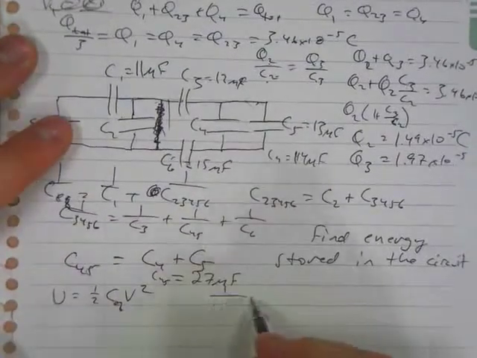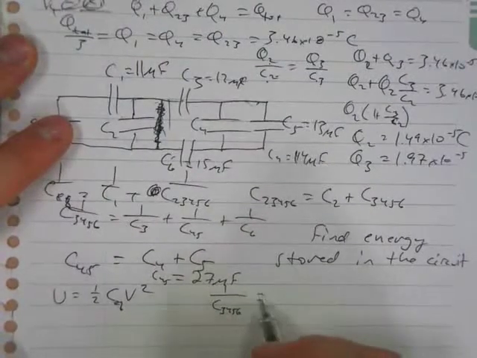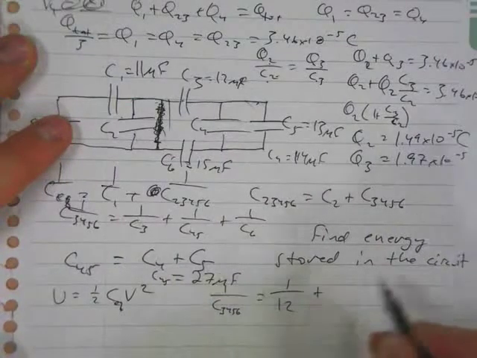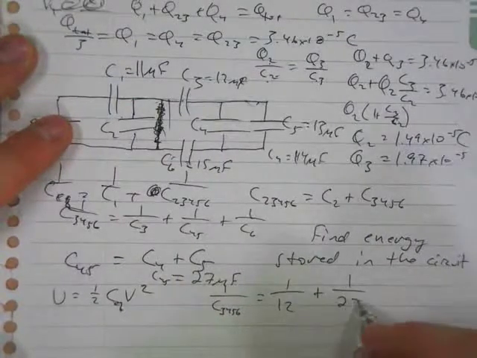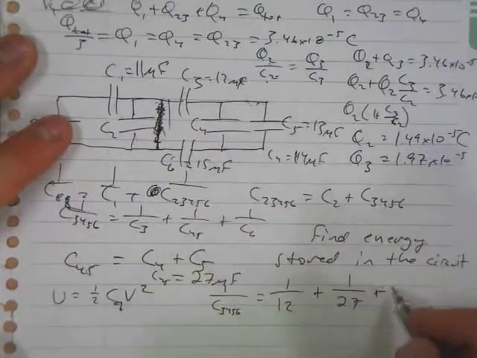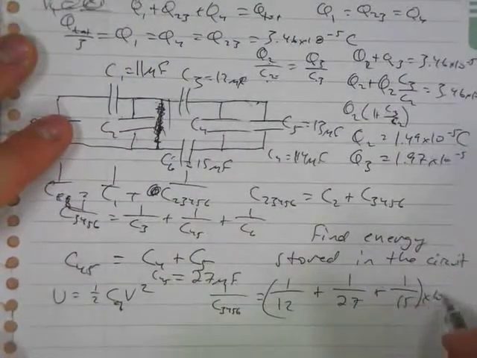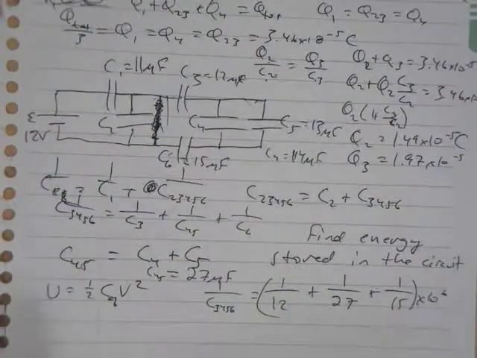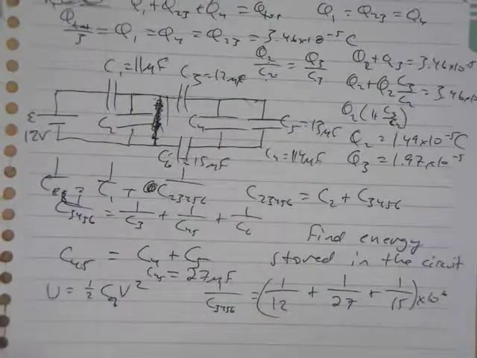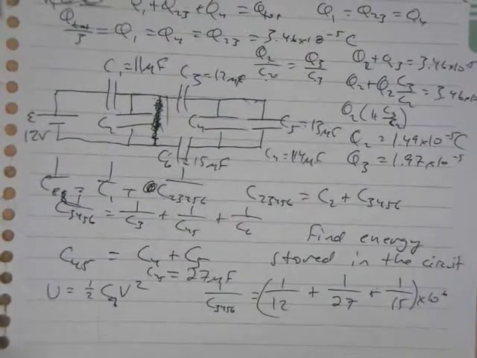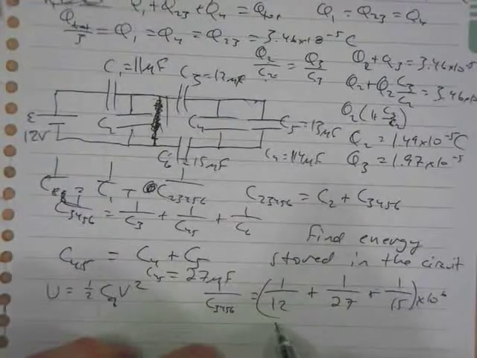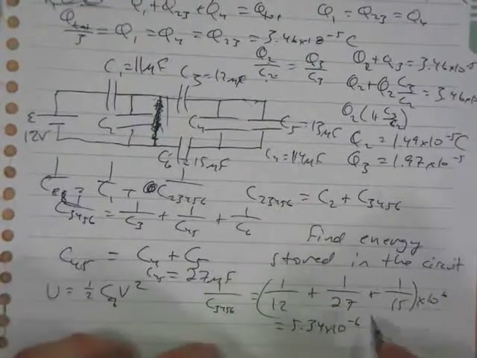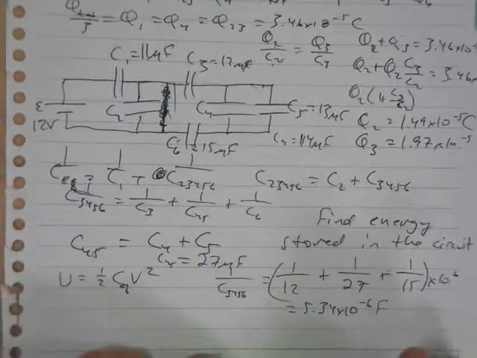Then 1 over C3, 4, 5, 6 is equal to 1 over C3, which is 12 microfarads, plus C4, 5, 27, plus C6, which is 15, times 10 to the 6th. And that gets us the equivalent capacitance of 3, 4, 5, and 6: 1 over 12 plus 1 over 27 plus 1 over 15 times 10 to the 6th, 1 over. So we get that C3456 is 5.34 times 10 to the minus 6 farads, or 5.34 microfarads.